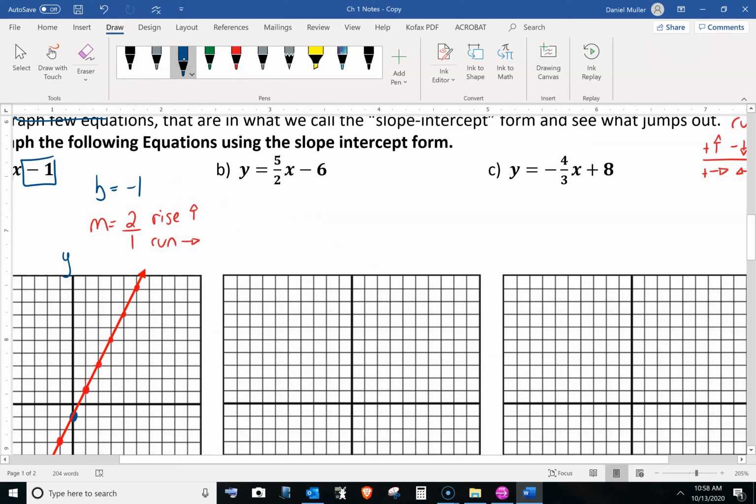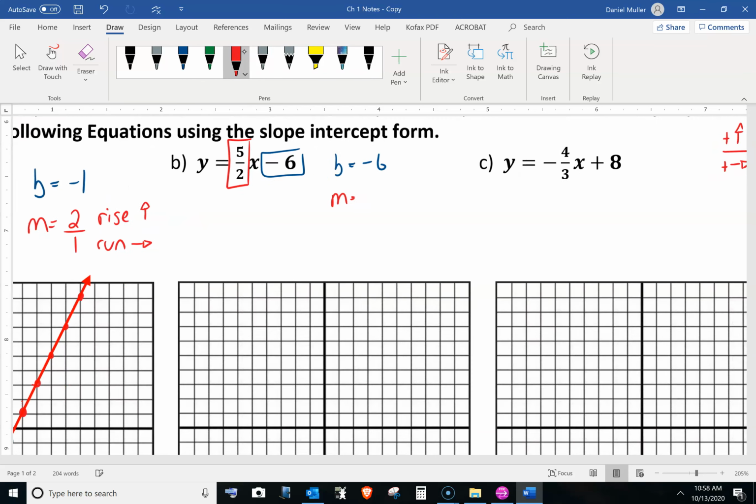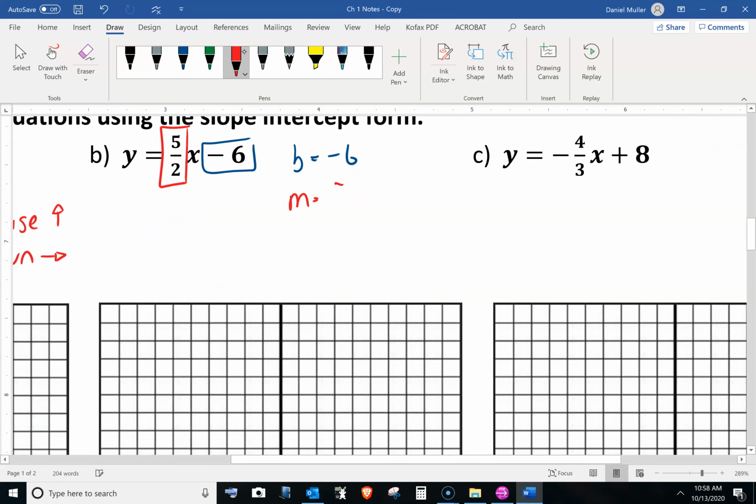So we start here. Our y-intercept is right there. So our b is -6. And I think I can do it nicer. There we go. And then our slope, which we have as letter m, that's the number in front here. That's 5/2, which is kind of nice. We don't have to make that as a fraction. That's a rise, and that's a run. Now note both of those numbers are positive.